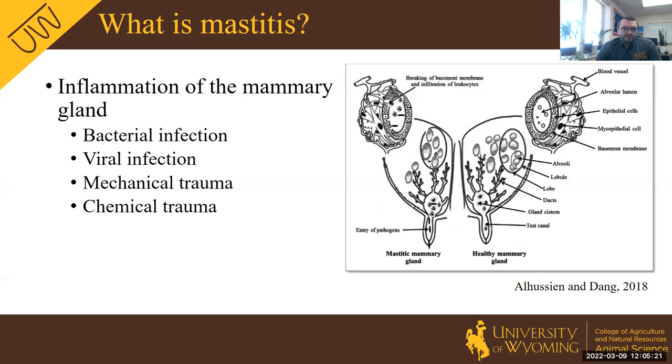Viral infections causing mastitis are mostly caused by the small ruminant lentivirus. This is the same virus that causes OPP, or ovine progressive pneumonia, in sheep, as well as CAE, or caprine arthritis and encephalitis, in goats. And then we also observe mechanical and chemical traumas causing some inflammation of the mammary gland. These are more common in dairy systems with improper vacuum pressure and the use of harsher chemicals to disinfect the teats and udders. So these are all the sources that can cause inflammation of the mammary gland. And again, bacterial infection is the most common cause.